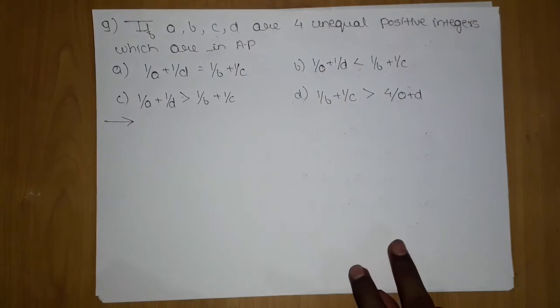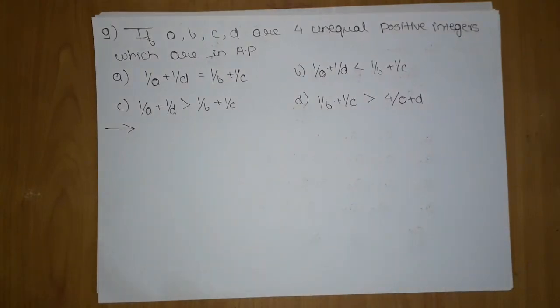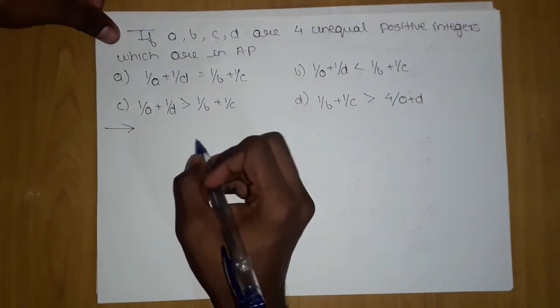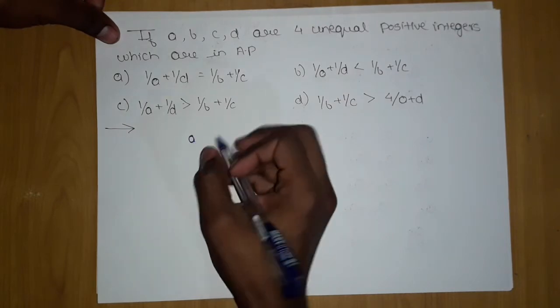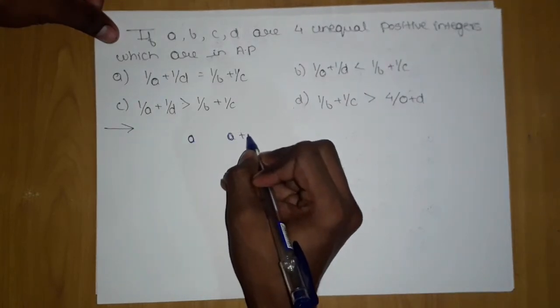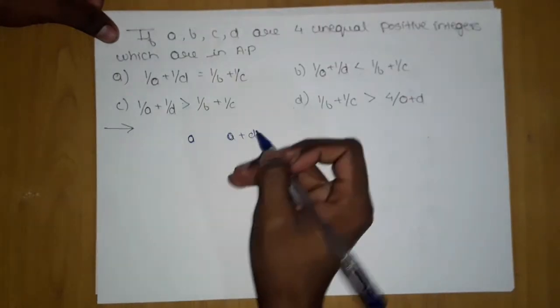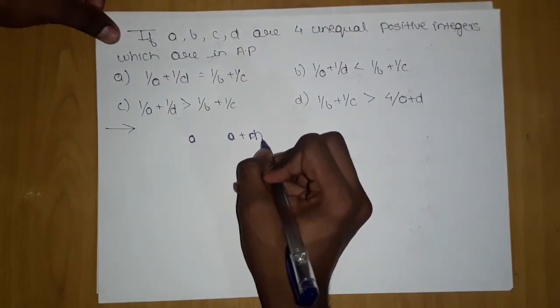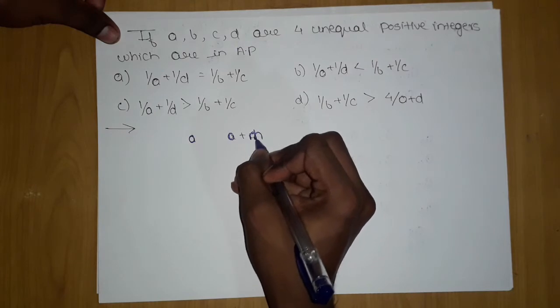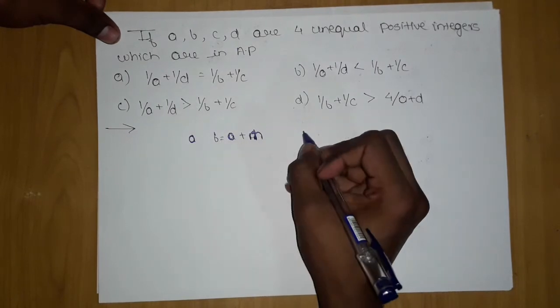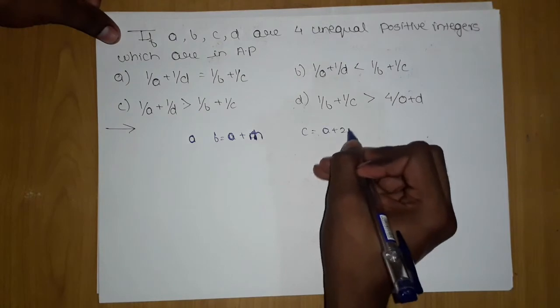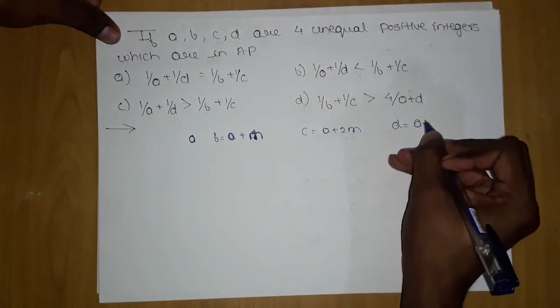The next problem is this: if a, b, c, d are four unequal positive integers which are in AP, we want to prove this. The one thing I know is that if it is an AP, and the first term is a, then b will be a plus some common difference. Let me take the difference as m. So b will be a plus m, c will be a plus 2m, and d will be a plus 3m.